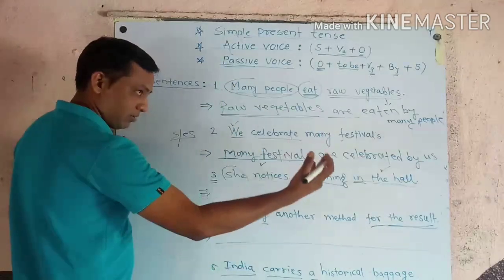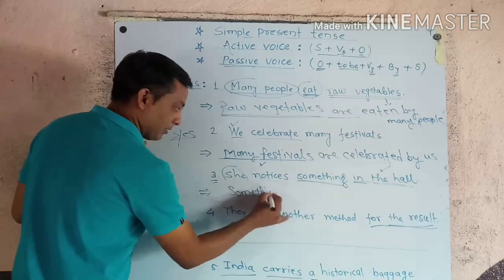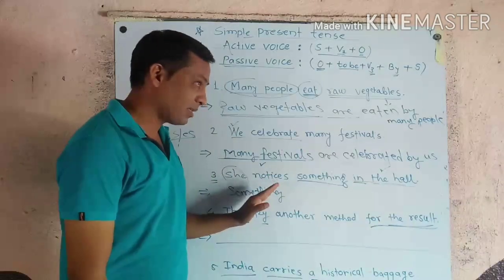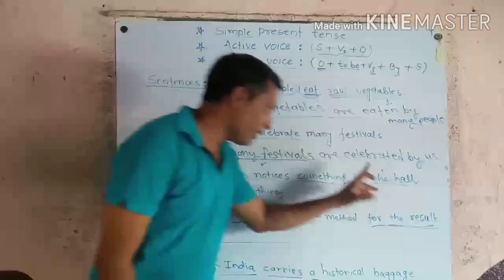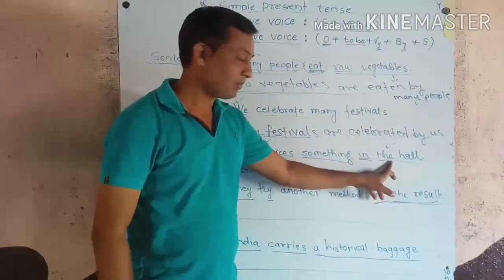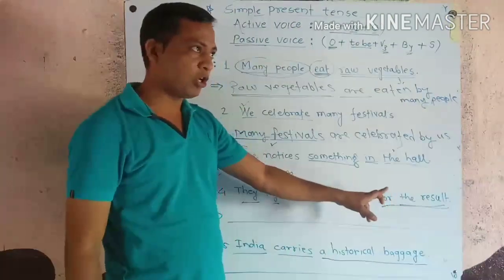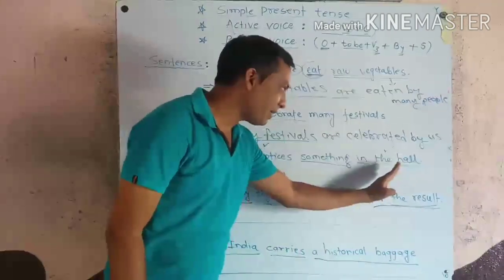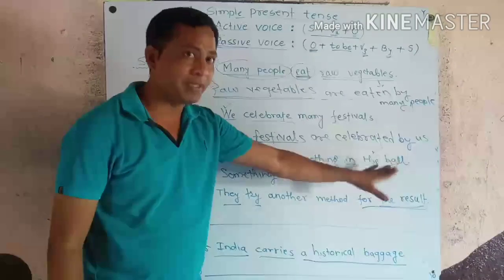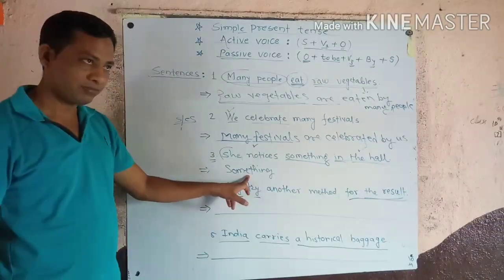Something. Then we should make it the subject of the passive voice. But look at this. Now keep this in mind: if there is any prepositional object in the active voice after the direct object, then you should not take that prepositional object with the direct object. Let it be there. Only take the direct object here in the passive voice.